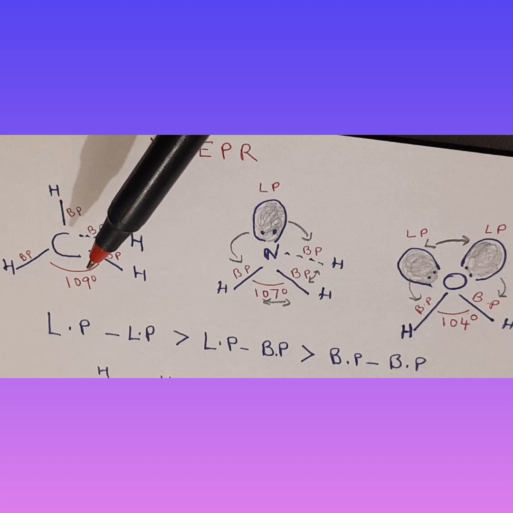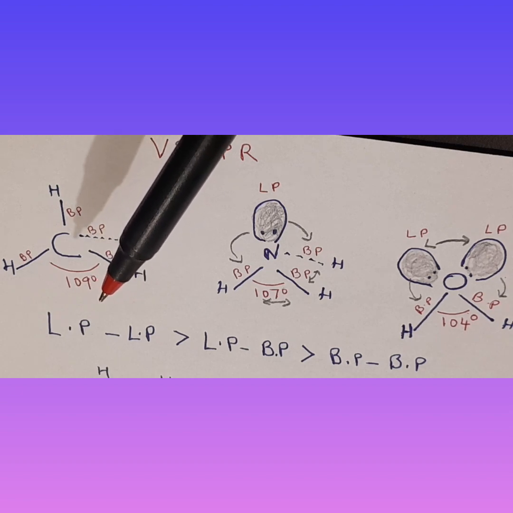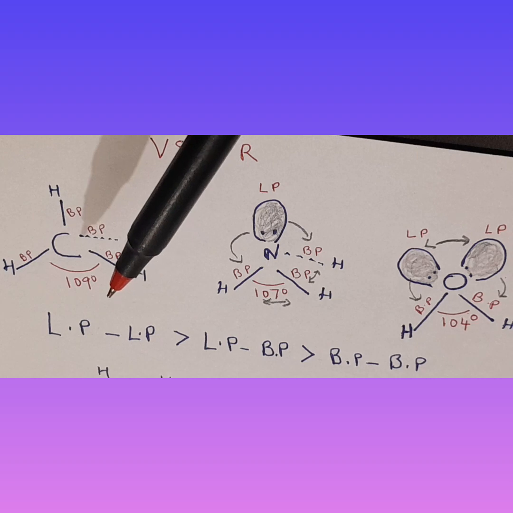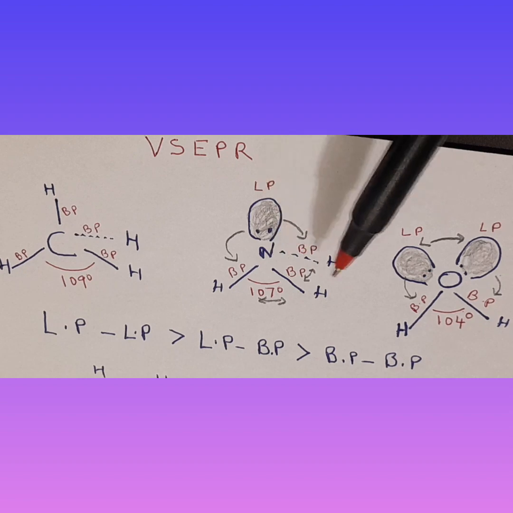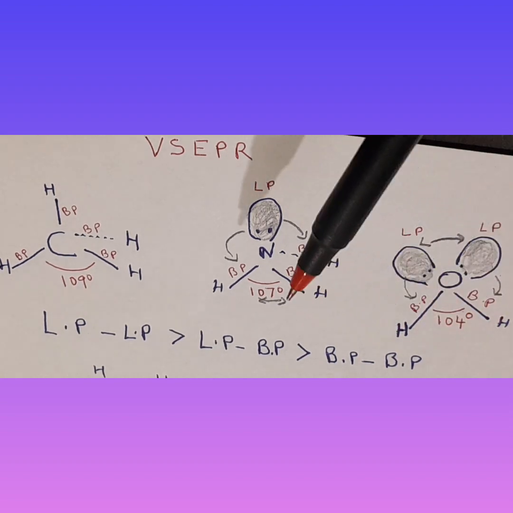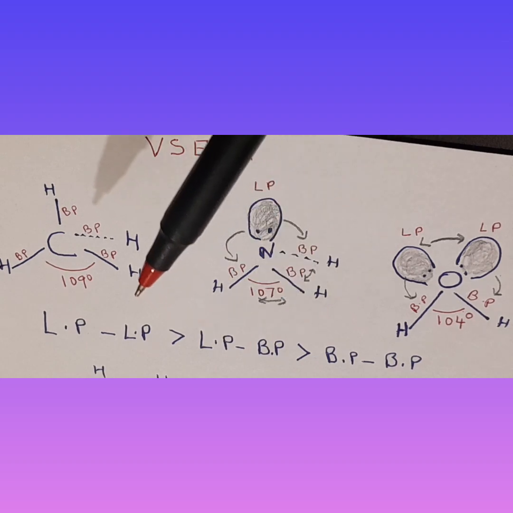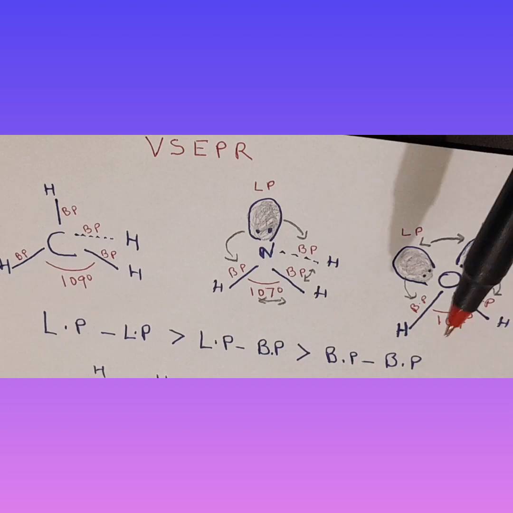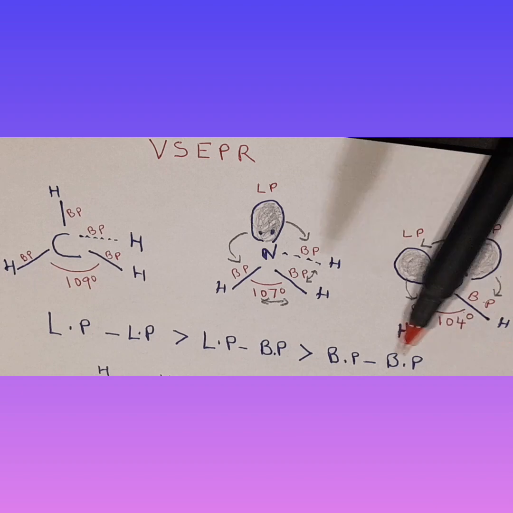Now here what we find is, in case of sp3 hybridization, the bond angle is 109. We have seen methane and we have observed that the bond angle is 109 degrees. But then what we observe is, in case of ammonia, NH3, the bond angle is 107 degrees, so it does not follow sp3 hybridization. And in case of water, H2O, it strays away further. It comes to 104 degrees. Now why does this happen?